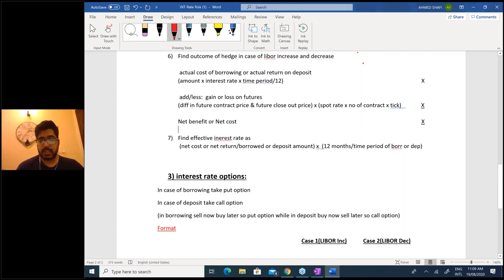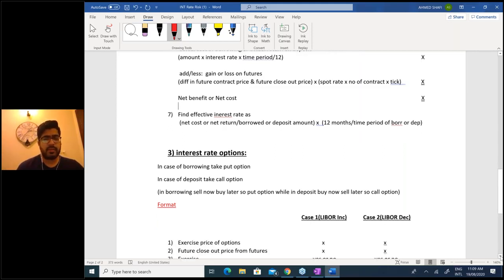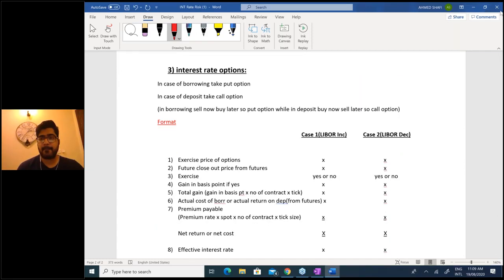Okay, so now the last technique, interest rate options, and after that we will be moving towards the question. If you have any questions regarding futures, please ask.